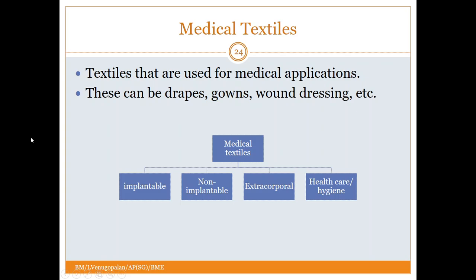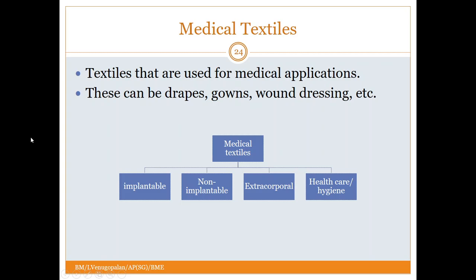Now, not just gowns or drapes, it can also be the material that is used to manufacture the wound dressing. The adhesive tapes that are used, or the gauze bandage that is used to wrap the wound, or the gauze pad that is used to apply medication on the wound, and so on. So all these are categorized as medical textiles.